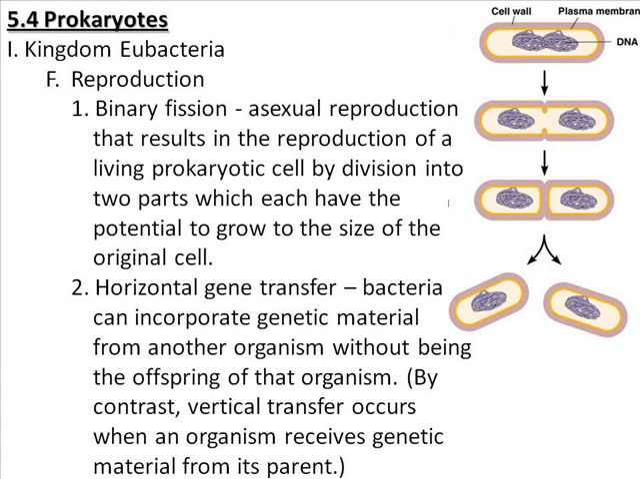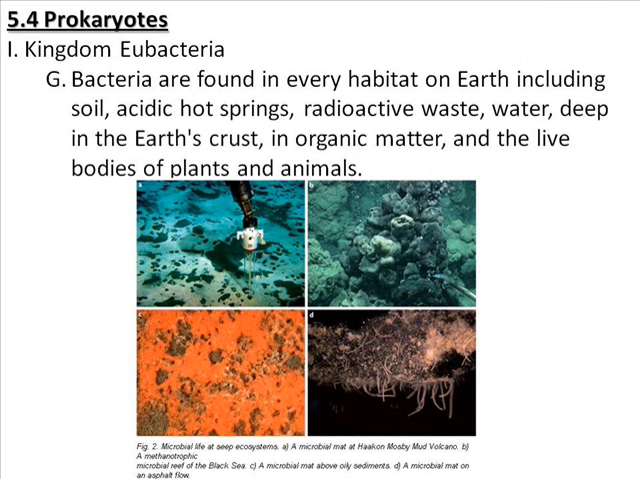So bacteria can actually incorporate the genetic material from another organism into their own DNA. This is different than what we do. We get our genetic variability from our parents because of vertical gene transfer. We inherit genes from our parents, and that makes us unique individuals. Bacteria do it horizontally by simply absorbing or incorporating genetic material from, say, another bacterium or something else.